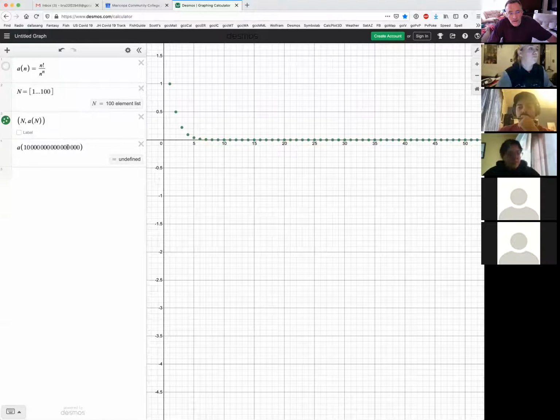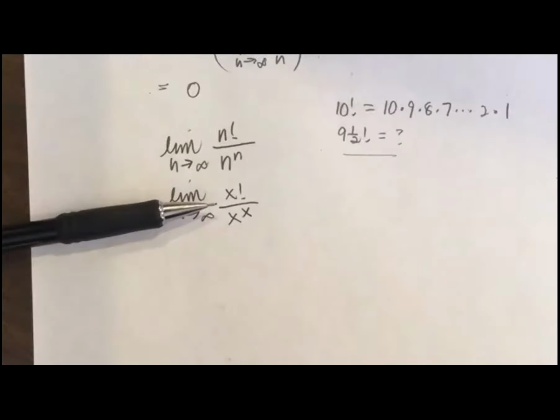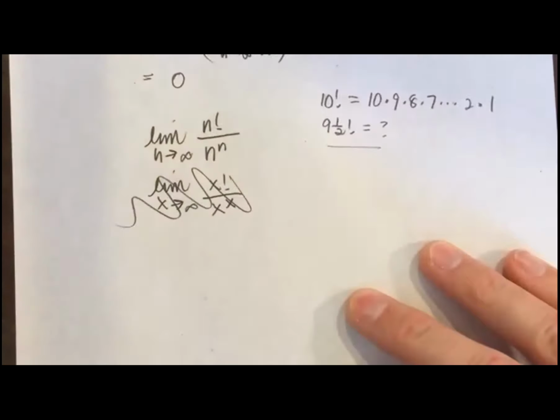Okay, why is this undefined? Desmos ran out of decimals because 10 to the 10th power is already getting pretty big. And 100 to the 100th power, that's getting really, really big, isn't it? Okay, so how do we prove it? Can't do it this way. That didn't work.